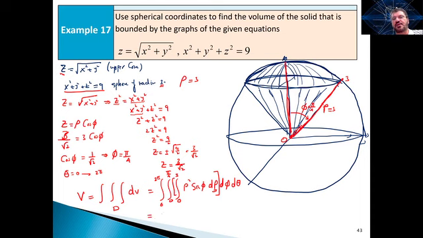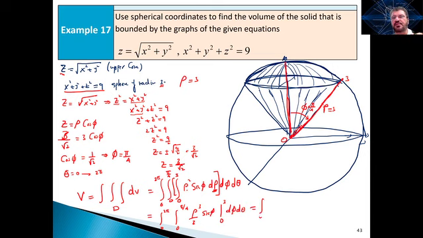So this is equal to the integration from 0 to 2 pi, integration from 0 to pi over 4. Now I'm integrating with respect to rho only. What's the integration of rho squared? It's rho cubed over 3 times sine phi. We don't touch the sine, it's constant here. And this is from 0 to 3. And then d phi d theta.